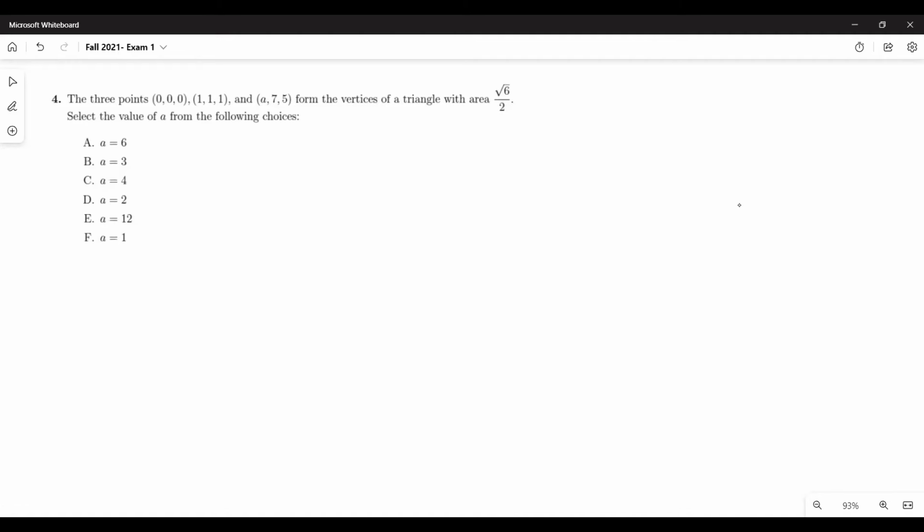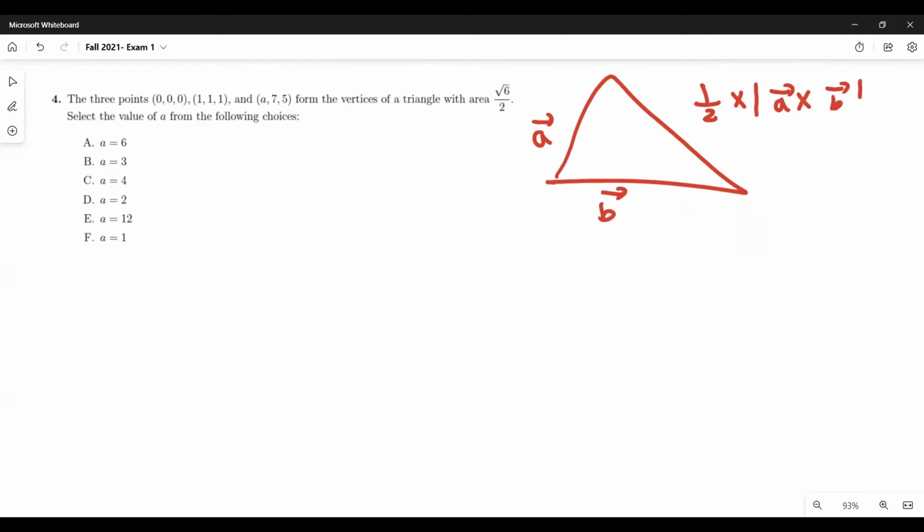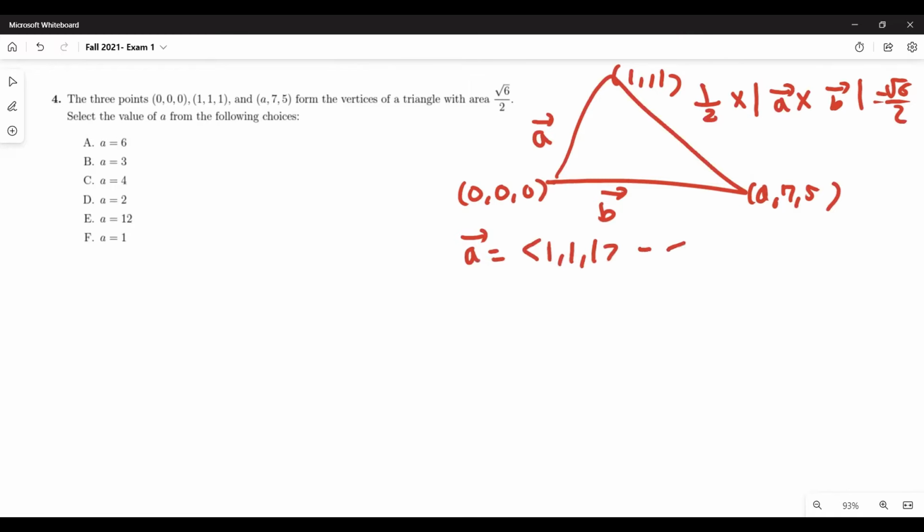So in order to find the triangle area, you put a vector and then b vector, and then you take one half times a cross b, and find the magnitude of it. So this is equal to square root of 6 over 2. Okay, so let's try putting (0, 0, 0) here, (1, 1, 1), and then (a, 7, 5) here. So vector a would be (1, 1, 1) minus (0, 0, 0), which is (1, 1, 1). There we go.